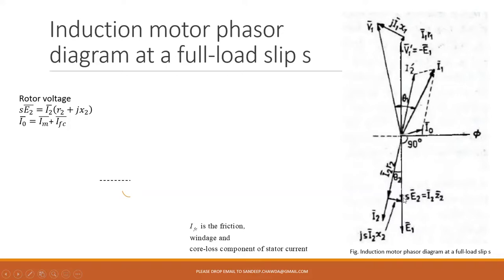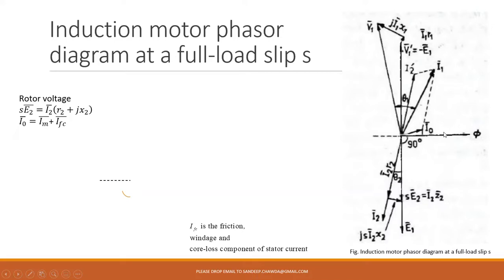Now you are having S E2, you are in position to draw E1. E1 can be drawn. Once E1 is obtained, you can extend in reverse direction, so that is going to give you V1 dash, which is equal to minus E1. You could obtain I0 in the same way, like the IC, it will be in the phase of E1, or minus E1 or V1 dash, and you will be having IM, its phasor sum is going to give you I0. Once you are having I0, I1 can be obtained by taking phasor sum of I2 dash and I0.